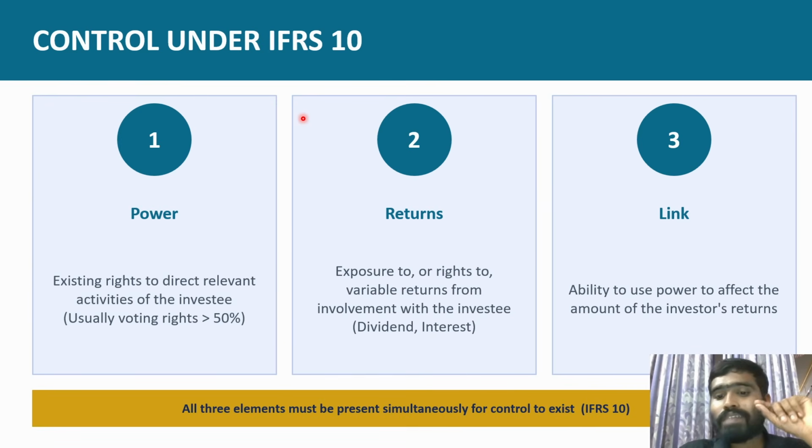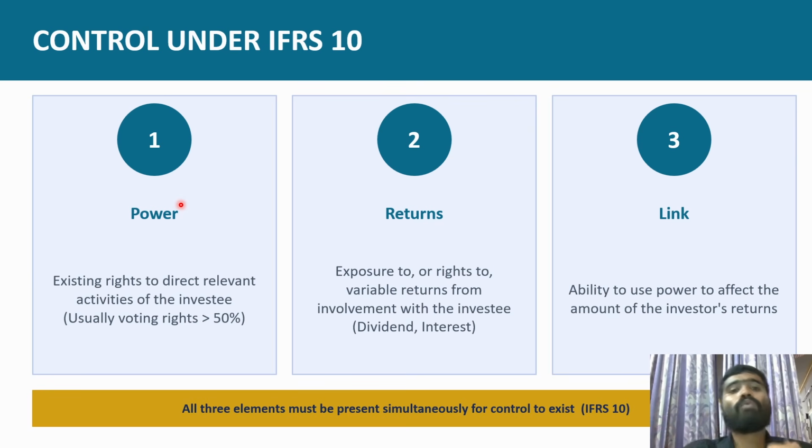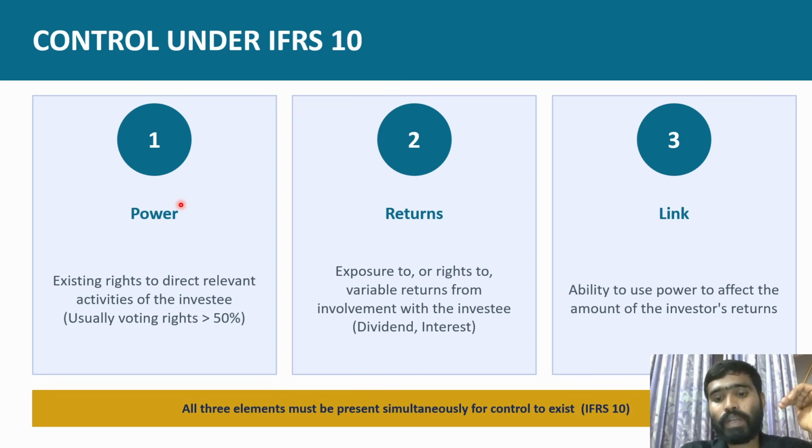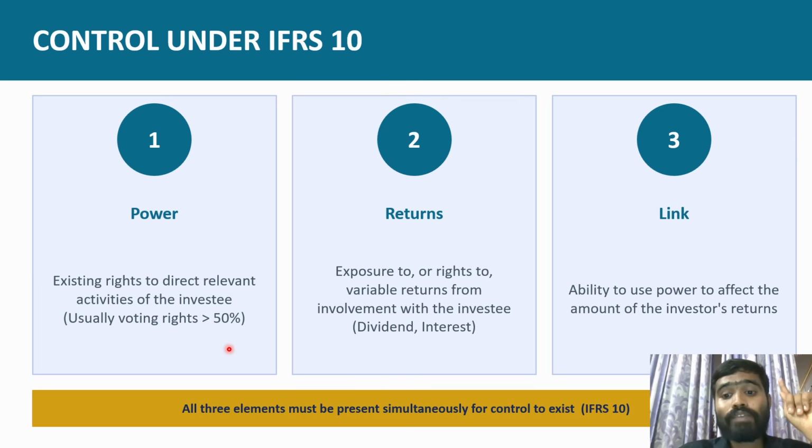So here, if we want to establish a relationship between parent and subsidiary, we will see how a parent is controlling the subsidiary as per IFRS 10. So the first point is power. How can we have power over another company? If I want to have decision making authority over any company, I will purchase more than 50% shares in that company. So if I have more than 50% shares in any company, I will be called the parent, and that company will be called the subsidiary.